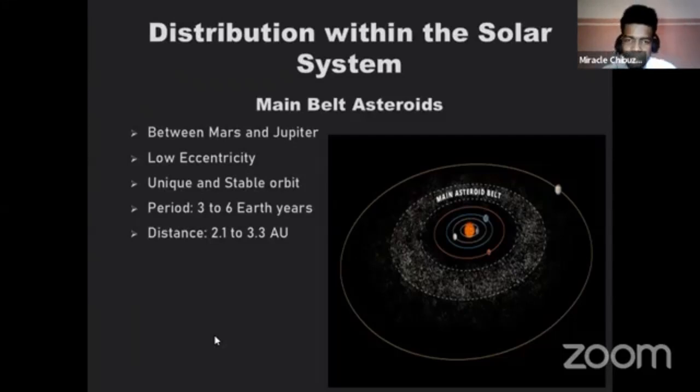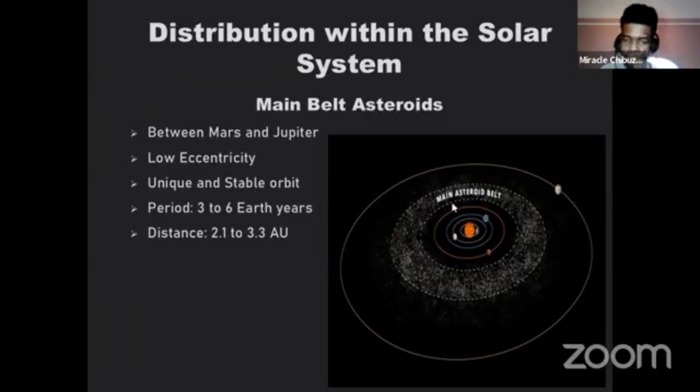Okay, good. All right. So look at the picture of the main belt asteroids. The main belt asteroids lie between the orbit of Mars and Jupiter. That is why you have the main belt, and it is even written there.